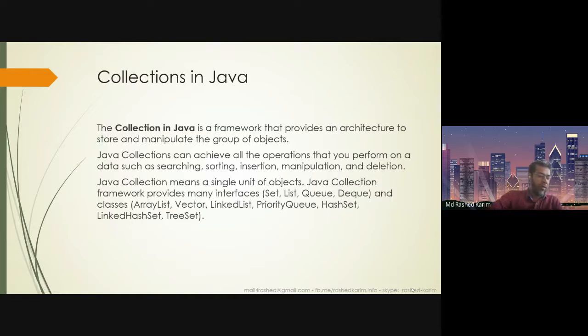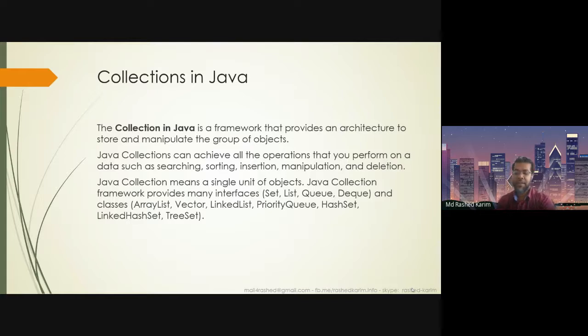Why is it called a framework? Because the work is already done for you; it's easy to understand, easy to manipulate, easy to use. That's why it's called a framework. Already the work is in a frame, so that it will be very easy to handle, not critical stuff. It provides an architecture to store and manipulate a group of objects, that means a collection of objects.